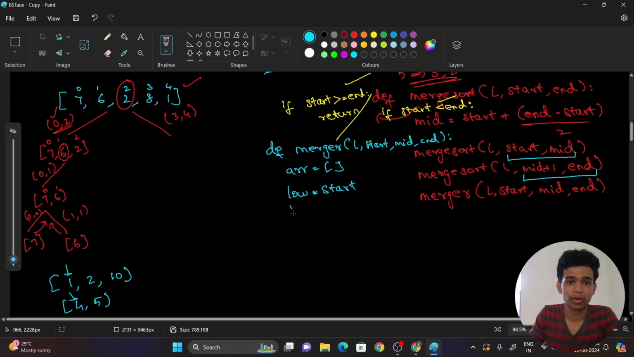Then what is the second range? It will be I, which is equal to mid plus 1. Can you understand this? Okay, now let us begin. What is my condition? My low should be less than or equal to the mid.